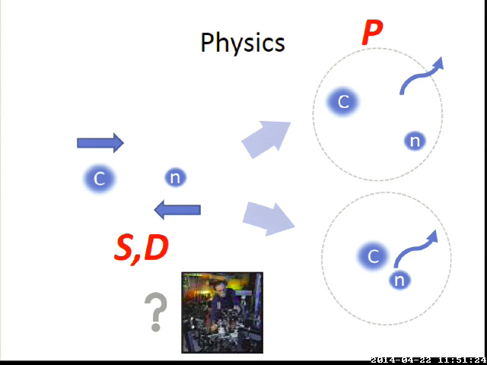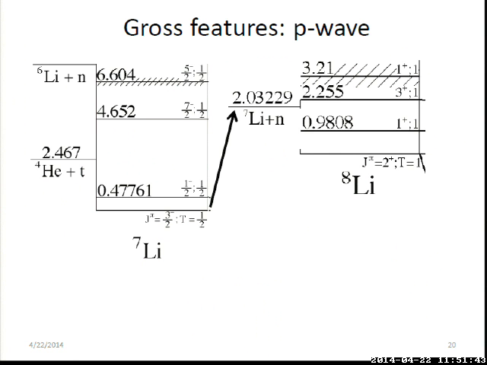I wonder whether this reminds you of similar processes in subatomic physics, where you have some kind of transition between a plane-wave continuum state and a shallow bound state through some reaction. So let me mention some gross features of the system to motivate the toy model.